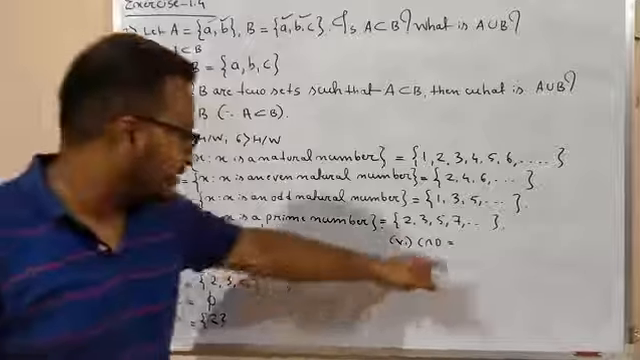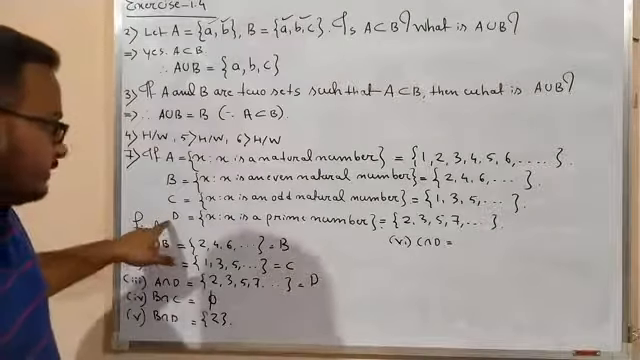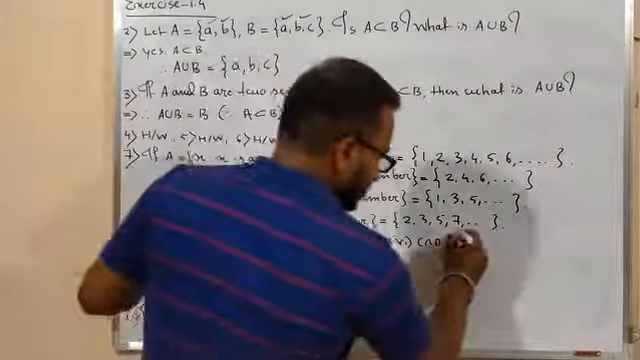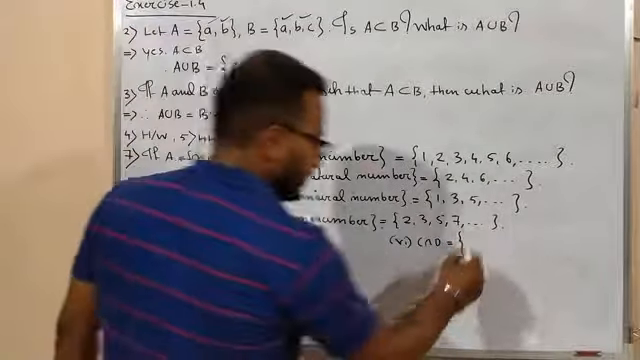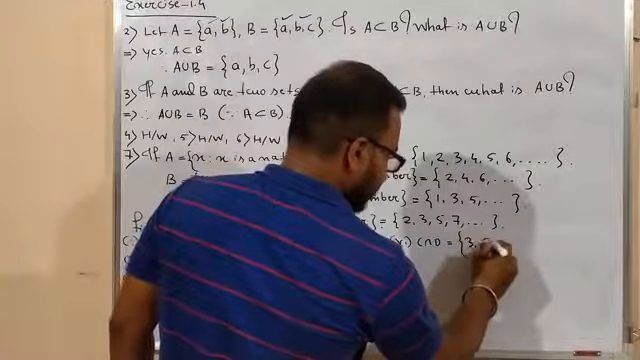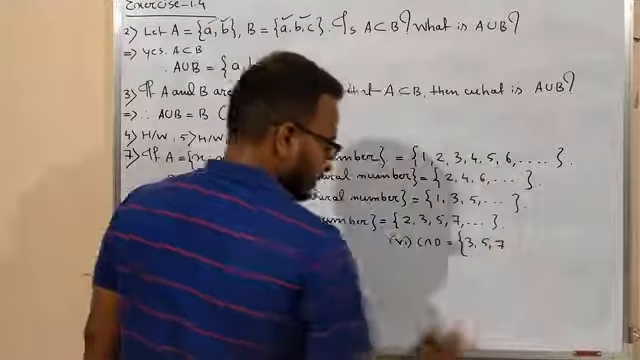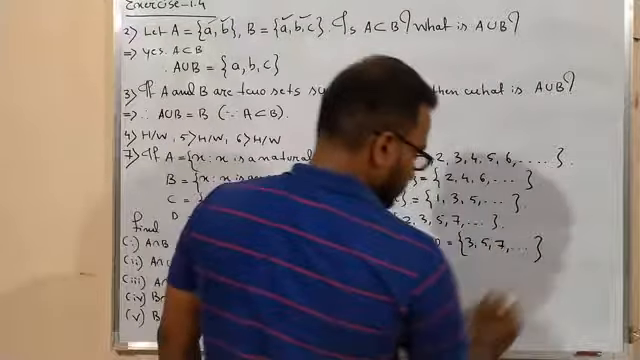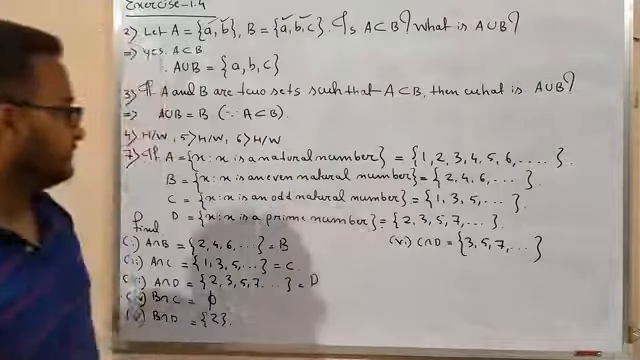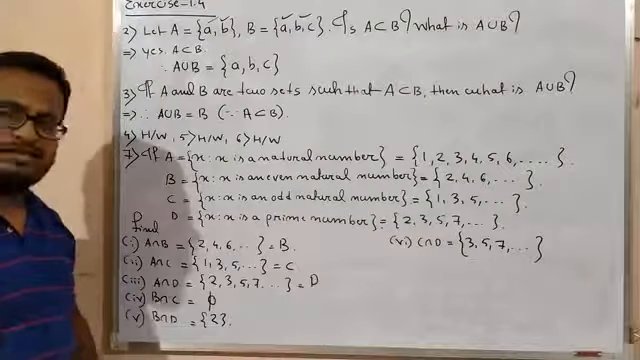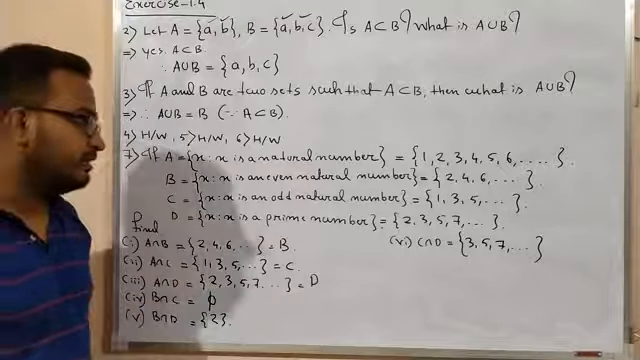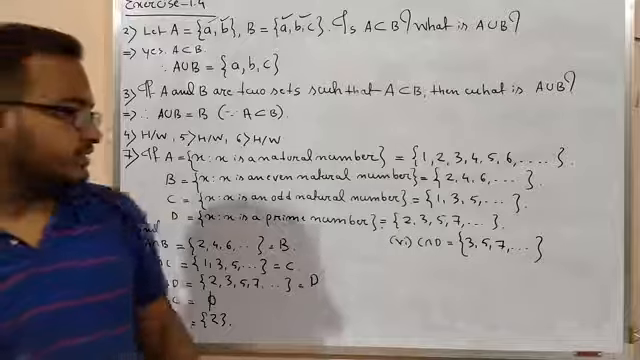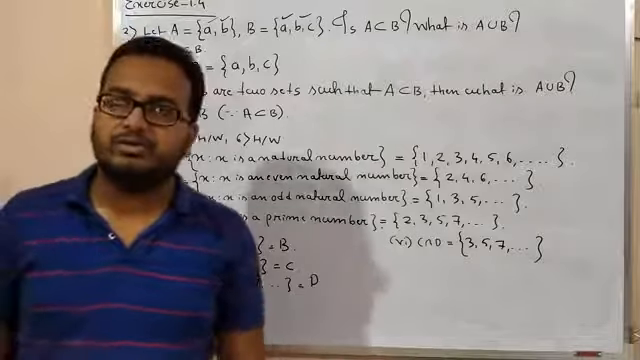Now what is C intersection D? C intersection D will be what? You have to write all odd natural numbers, right? So it will be 3, 5, 7, dot dot dot. This is C intersection D. Okay, so these things are very easy. You just practice it properly. Rest all the things are easy. So before that, pause the video and note it down.